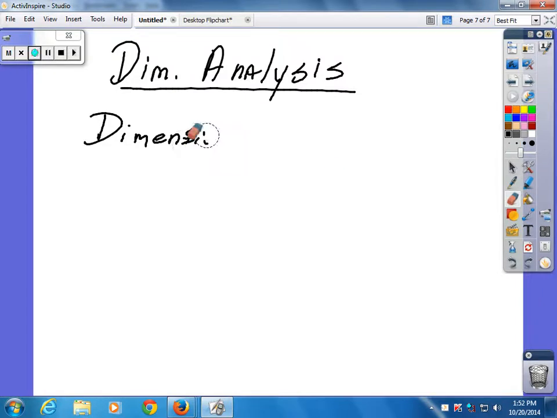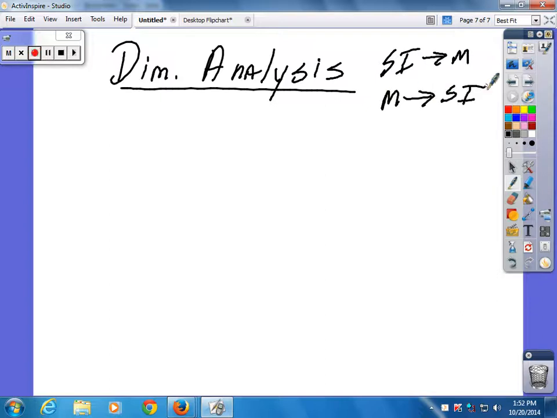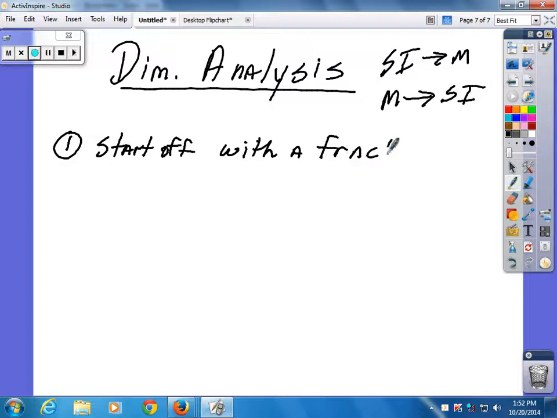All right, now, dimensional analysis is when you go from one system to another. So SI to metric, or metric to SI. The first thing you want to do is start off with a fraction. They're going to give you a number. First thing you need to do is make it a fraction. Put a 1 over it, or they may go ahead and give you a fraction. And I'll talk to you about that in just a minute. Start off with a fraction.